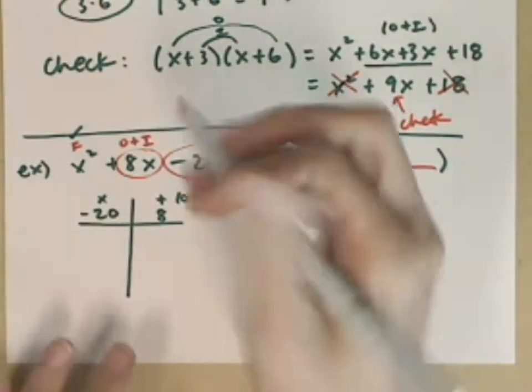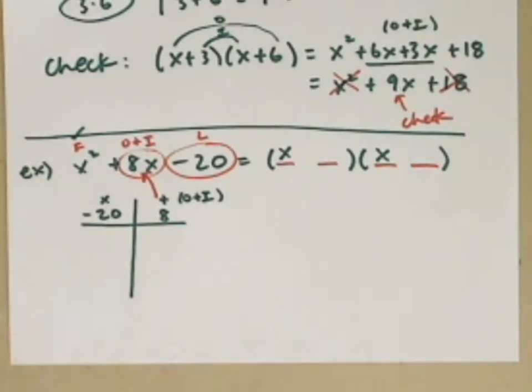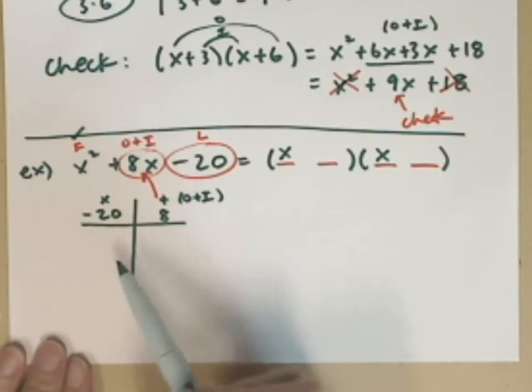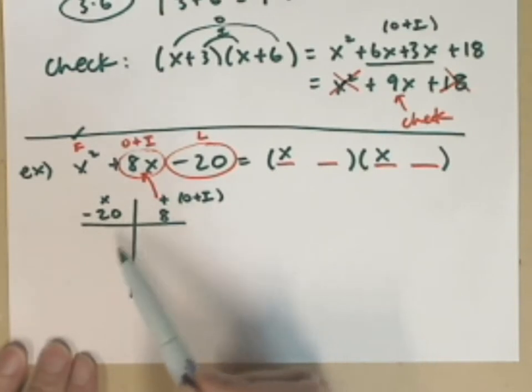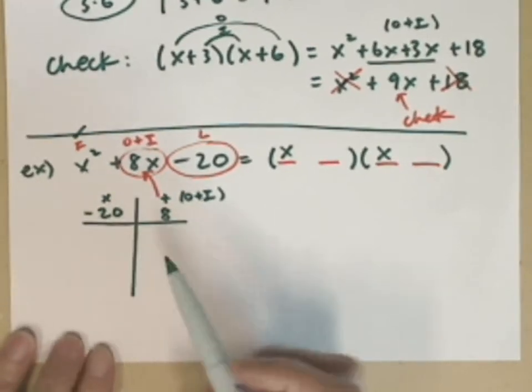So 8 is that coefficient on the middle term. Okay, so as you get good at this, you don't need the whole table. But as you're starting, you might want to just write down some numbers in the table and see if you can get your two numbers that multiply to be negative 20 to get to 8. The more you practice these, the quicker you'll be at coming up with the right pair first.